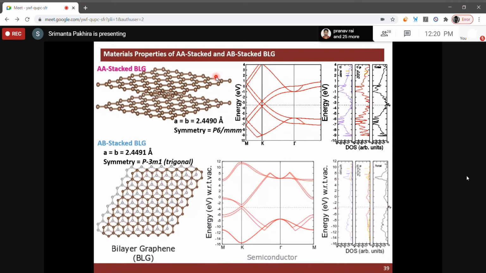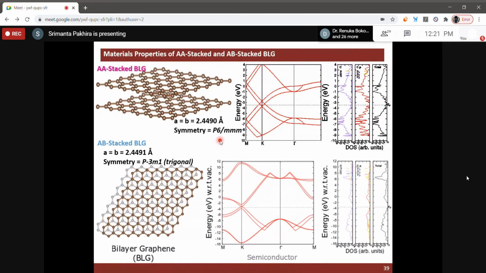Very good. So in the second case, we are giving the name AB stack bilayer graphene. In that case, what happened? A equals B, almost the same. What happened if you look at the white layer and the other, called the brown layer of carbon? They are parallel but in a slanting position. If you just slant a little bit, this carbon will come at the center of this ring, like that. It's a slanting position.